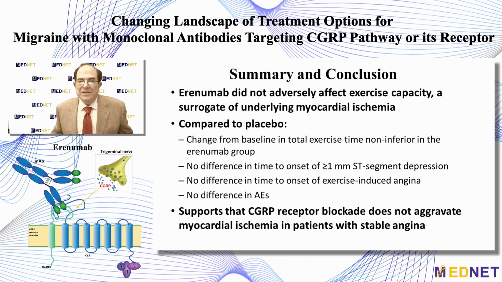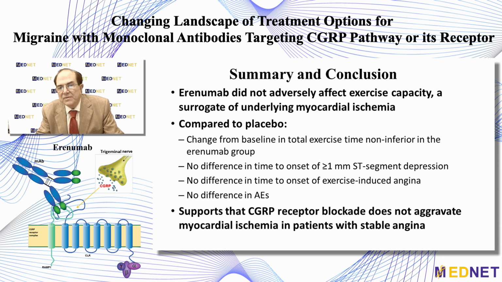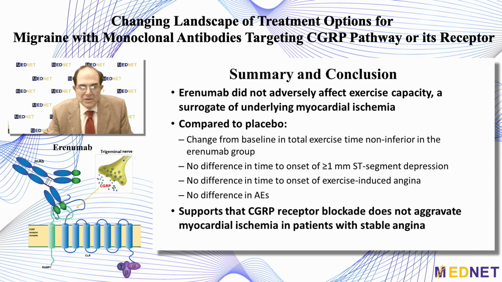And they concluded that there was absolutely no difference in exercise capacity, a surrogate of underlying myocardial ischemia, compared to placebo, no change in baseline from total exercise, no difference in the onset of 1 millimeter ST depression, no difference in angina, and no difference in AEs, supporting in this population of patients with stable angina that CGRP receptor blockade does not aggravate myocardial ischemia.